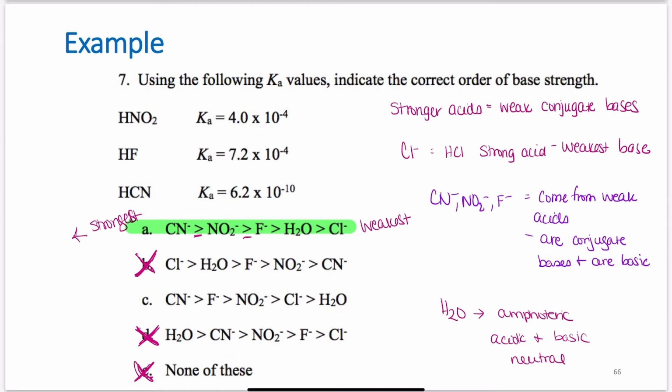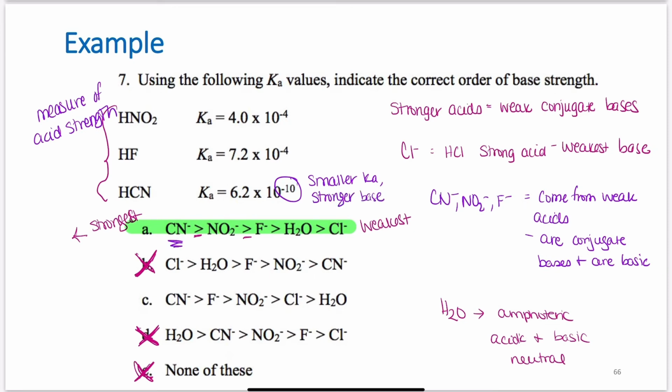The Ka value tells me how strong the acid is. It is opposite for base, so this is a measure of acidic strength. If I'm looking for base strength, the smaller number, the stronger the base, which is what I see here. CN minus, followed by NO2 minus, or cyanide followed by nitrite, followed by fluoride, followed by water, followed by Cl minus, or chloride.